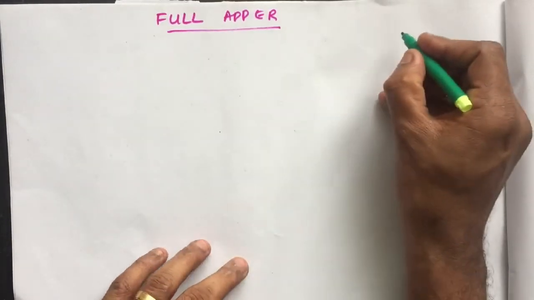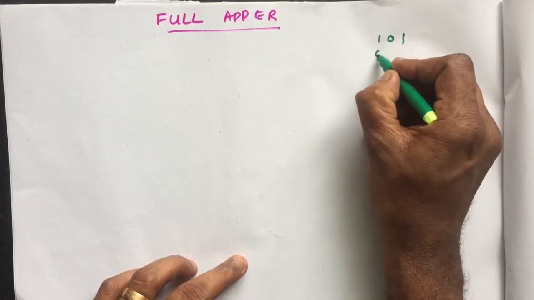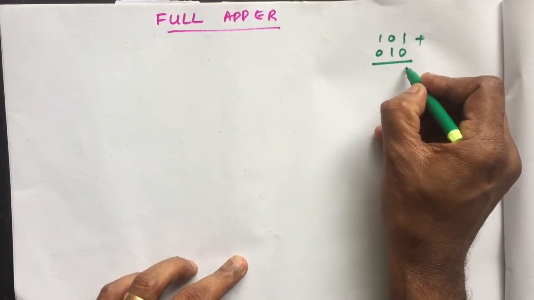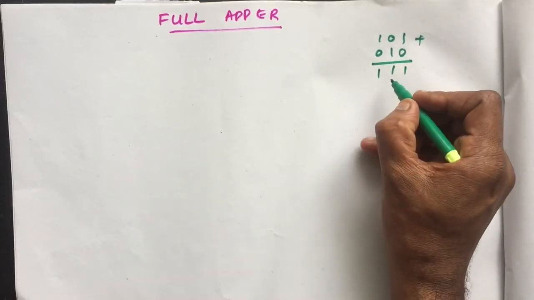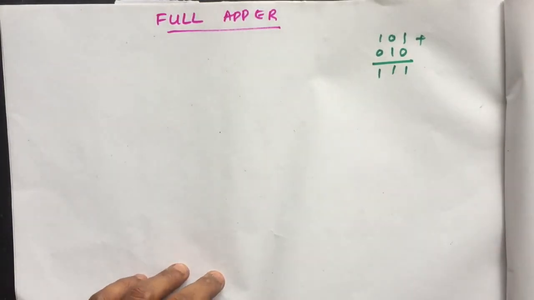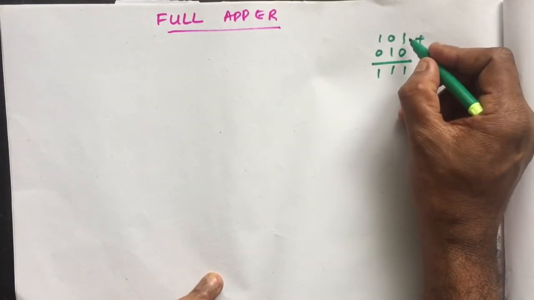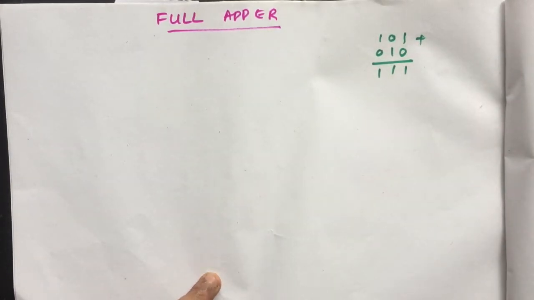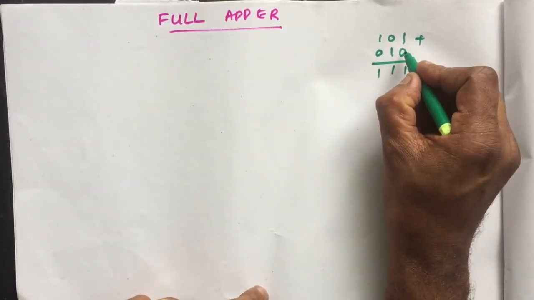Before that, we should know what the need for a full adder circuit is. Suppose we are going to add two binary digits, 101 and 010. Adding them together, 1 plus 0 is 1, this also 1, this also 1. So there is no problem in doing this calculation using half adder circuits. I can have three half adders, one to add each pair of bits.